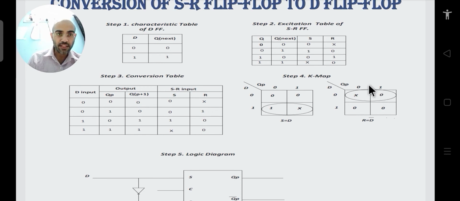Now after doing that, you can see the rest of the entries are 0 0 only. So now if you combine them together, this is your X and this is your 1. If you combine them together, then your R will be equal to D bar. So remember this, there is a correction in this K-map of R output. This you have to make 1.